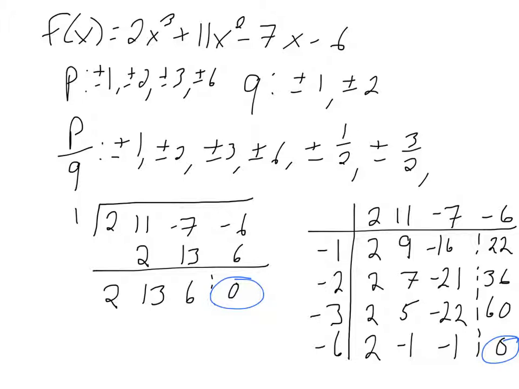And so that means that I can factor this out as x minus 1, right, times 2x squared plus 13x plus 6, right? So that's what f of x is equal to if I factor out the x minus 1. And I can find the remaining two zeros by factoring this quadratic right here. So let's go ahead and do that on the next page.